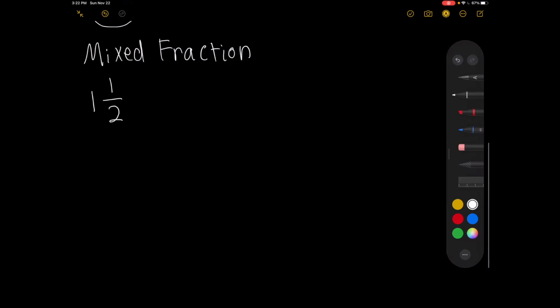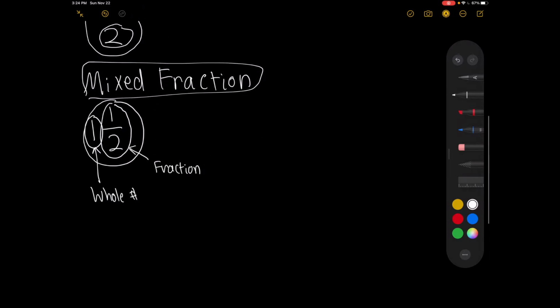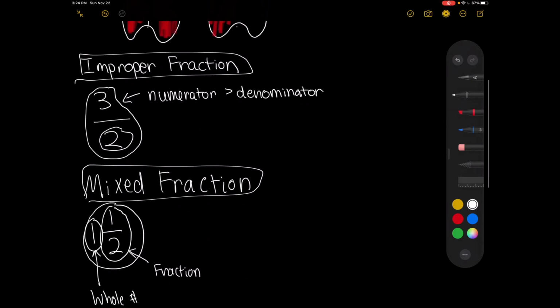The reason why this is called a mixed fraction is because we have a whole number, which is 1, and we have a fraction, which is 1 over 2. Because we have a mix of a whole number and a fraction, that's why this is called a mixed fraction. Now let's go over how we can convert a mixed fraction or an improper fraction into each other.